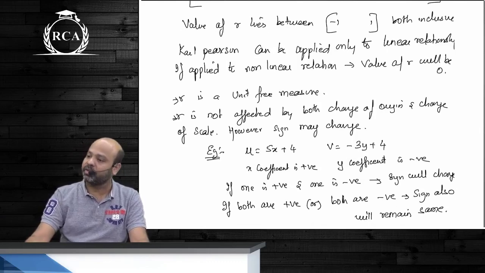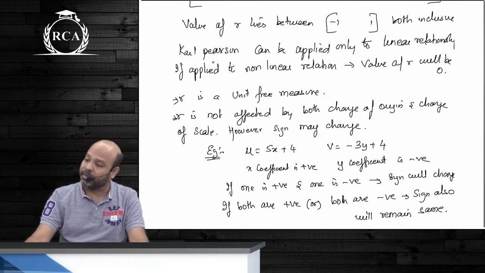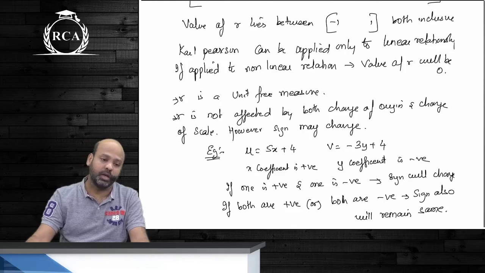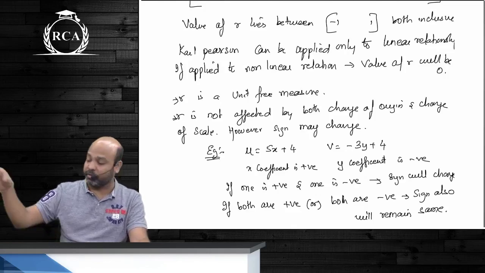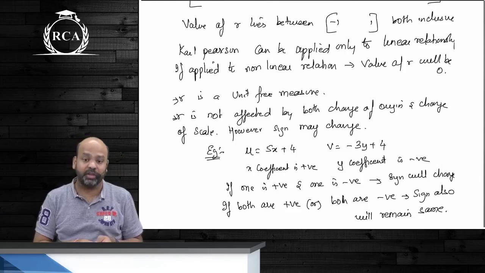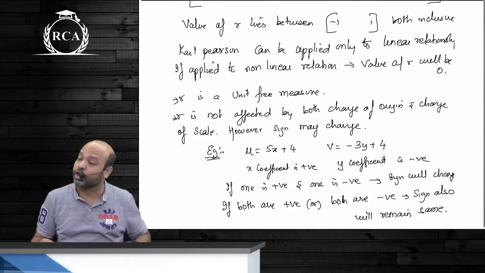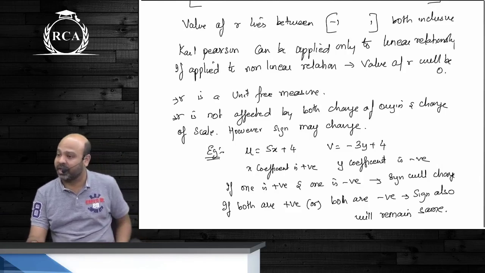Then the biggest drawback of Karl Pearson's is that it cannot be applied as such to curvilinear relationship. If applied to curvilinear relationship, you will get the value of r as 0. That does not mean there is no relation. Last time when we were doing review of correlation coefficient, we learned that if r is 0, we cannot conclude that the variables are independent.